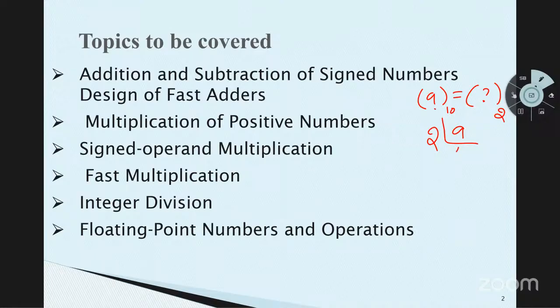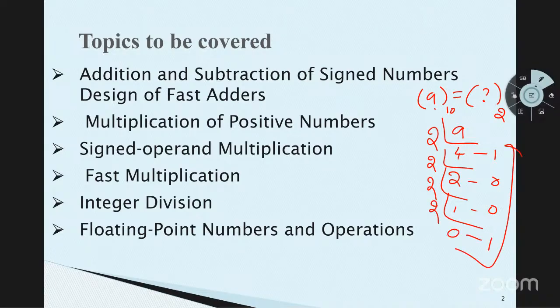4. What is the remainder? 1. Next, 2, remainder 0, 2, remainder 0, 2, 0, 1. Now read from bottom to top. So what is the value? 9 is equal to 1, 0, 0, 1. This is the binary equivalent for 9.